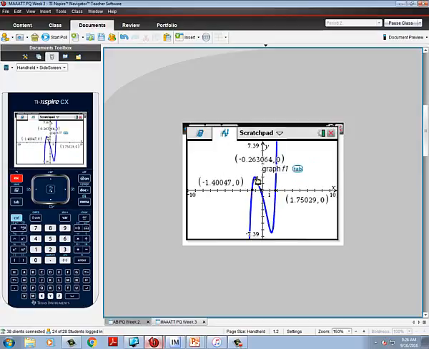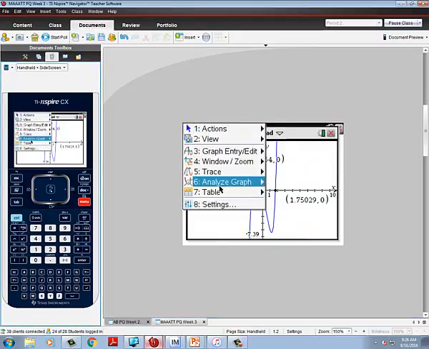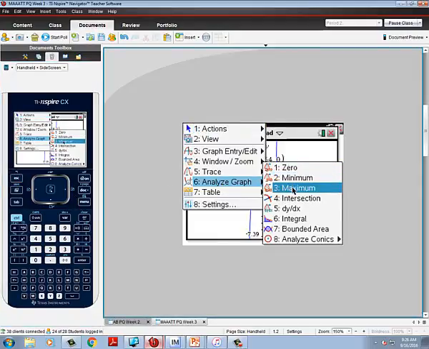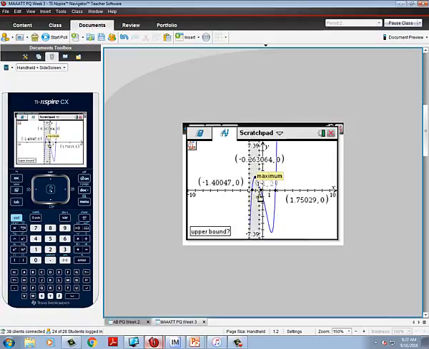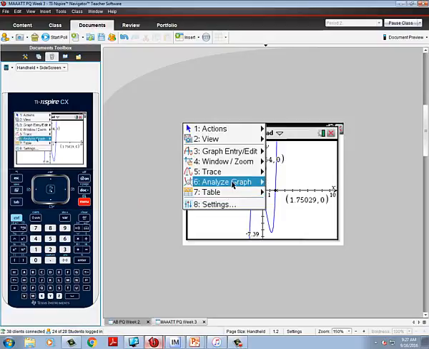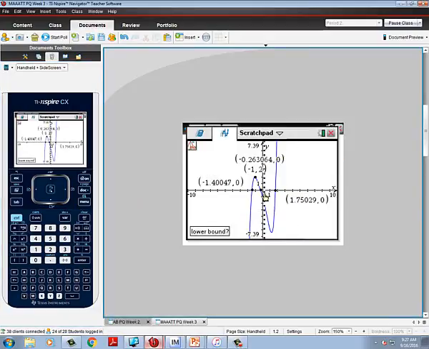I'm going to go for the max first, that relative max that's right up here. So menu, analyze graph, and I'm going to choose maximum. Go to the left of it, go to the right of it till it says the word maximum and stops. The word maximum stops moving. And then I'm going to do the min same way. Menu, analyze graph, minimum. Surround the minimum there till it stops moving. All right, so we need to write those down.